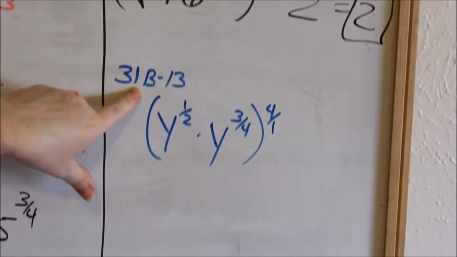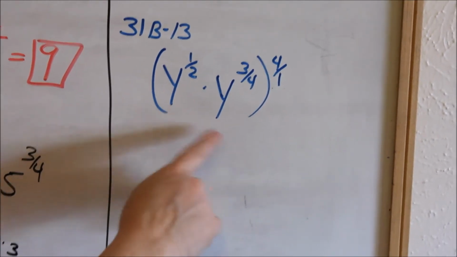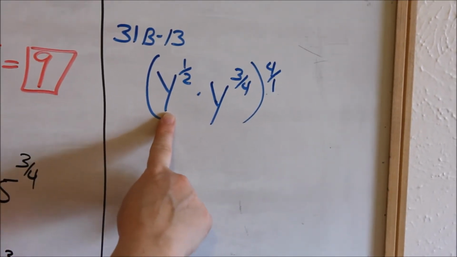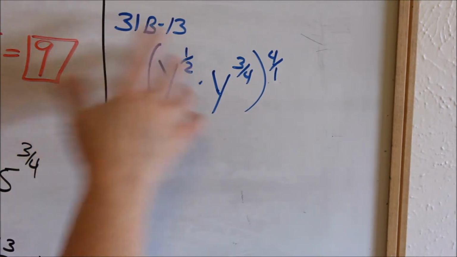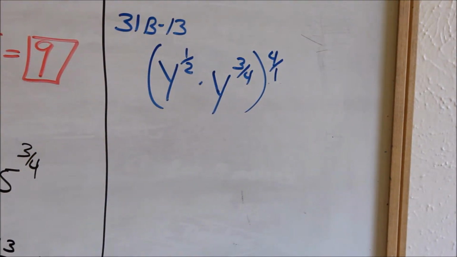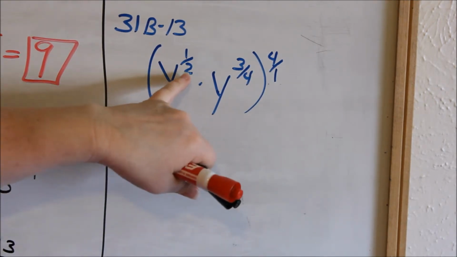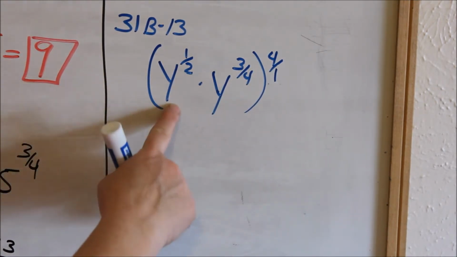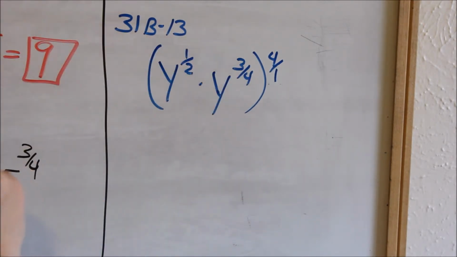Alright, let's look at 31B13. Now we're taking what we know and we're just using letters with the world of algebra. When you have letters raised to a fractional exponent, obviously you can't get a number out of it. So you just have to ask yourself, how can you simplify this with everything that we know? If you have the same base and you are multiplying your bases, what do you do with your exponents?